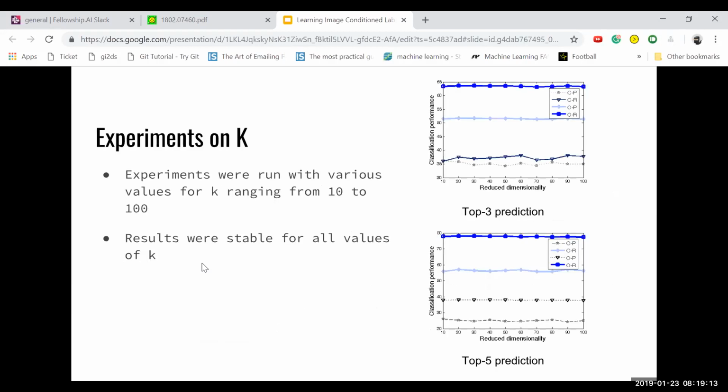Okay. So the next question might be, we are mapping it into a k-dimensional Euclidean space, so how would the performance be impacted if k was varied? They ran an experiment where they vary k from 10 to 100, and what they obtained was that the performance remains stable. These two graphs basically explain that there's no appreciable change as the dimensions are increased or decreased.